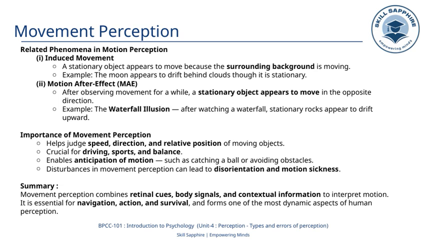In summary, movement perception integrates signals from our eyes, body, and environment to help us interpret motion. It's essential for navigation, action, and survival. Truly, it's one of the most dynamic and fascinating aspects of human perception.